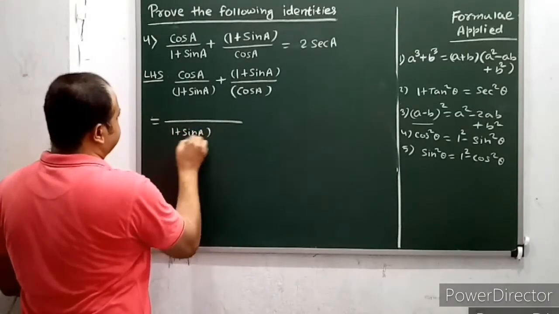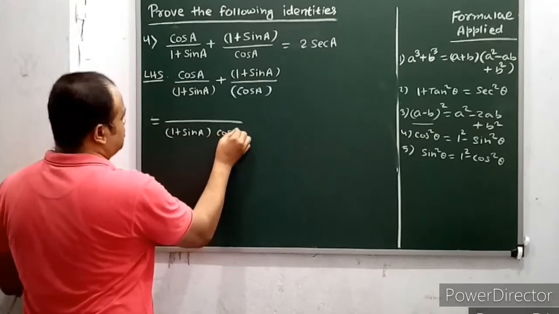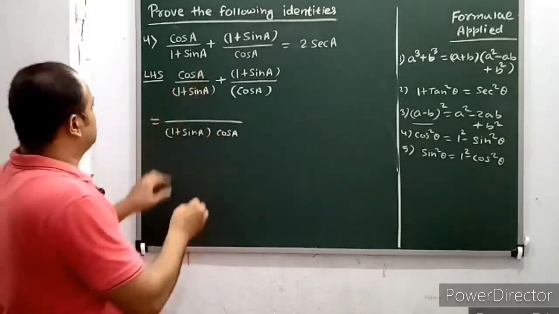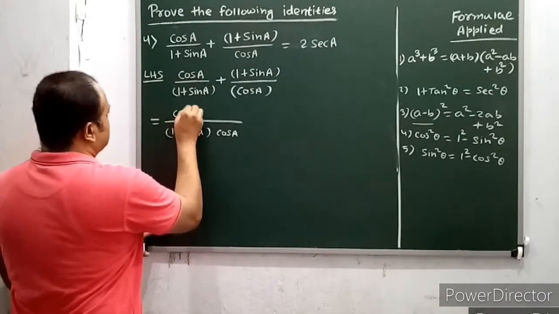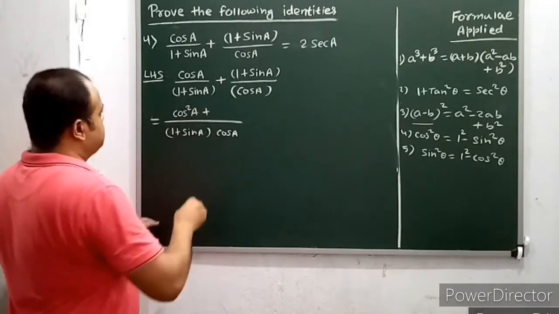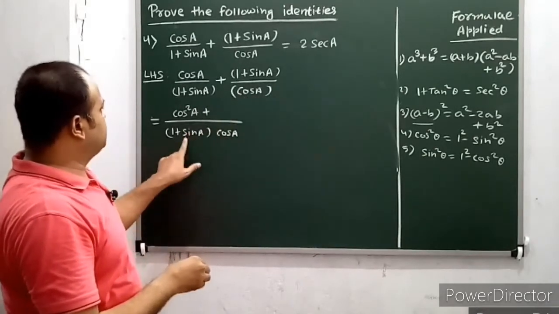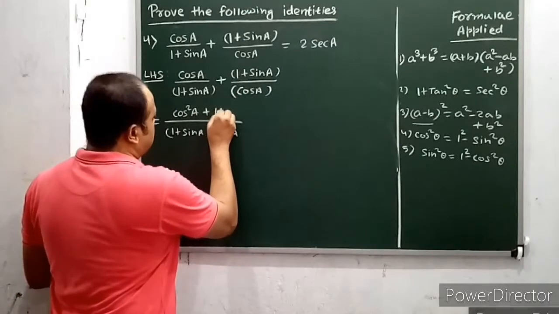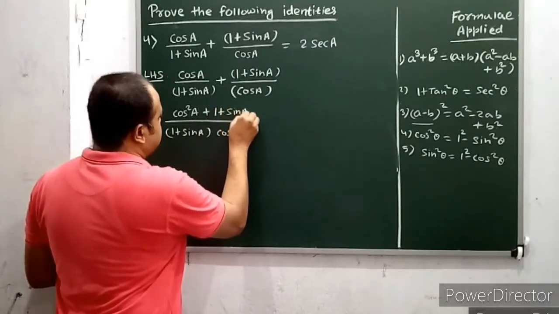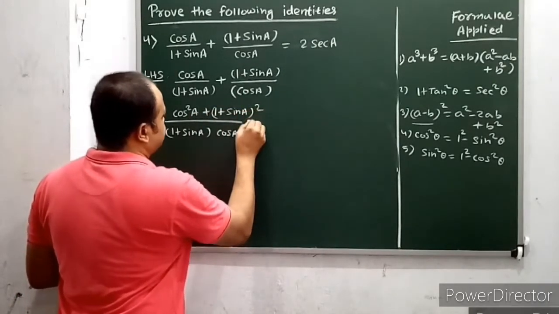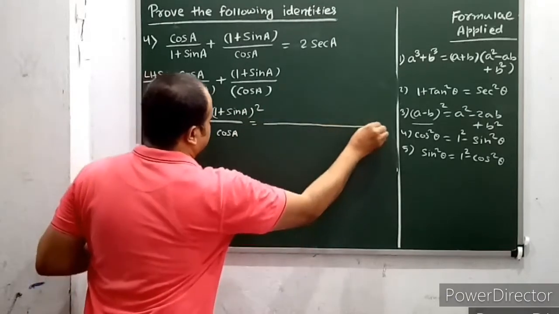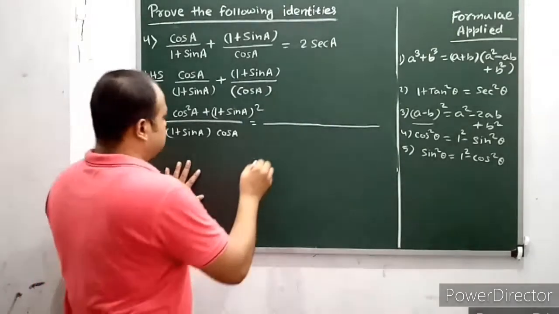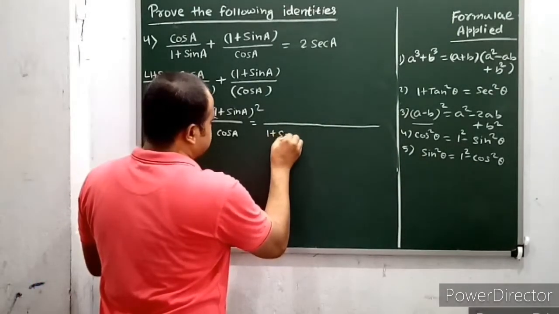First we will take the LCM of these two. What we will be getting? 1 plus sin A into cos A. Now if we divide this one with this, we are left with cos A, and cos A into cos A is cos squared A. Similarly, if you divide this one with this, you are left with 1 plus sin A, and 1 plus sin A into 1 plus sin A is 1 plus sin A whole square. Now see here, don't disturb the denominator part, leave it as it is.